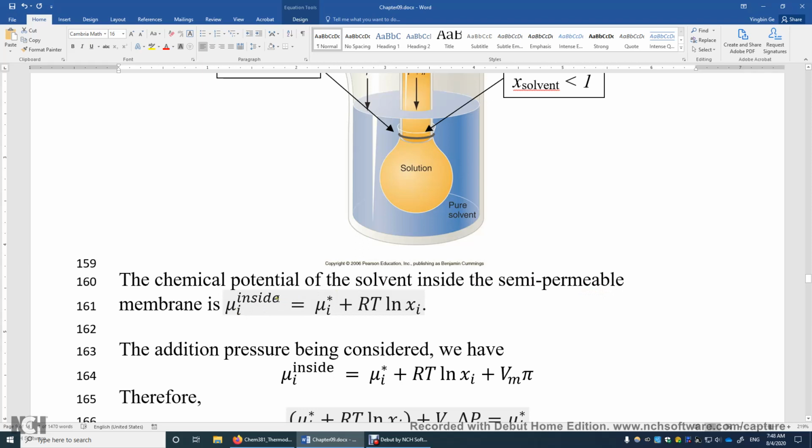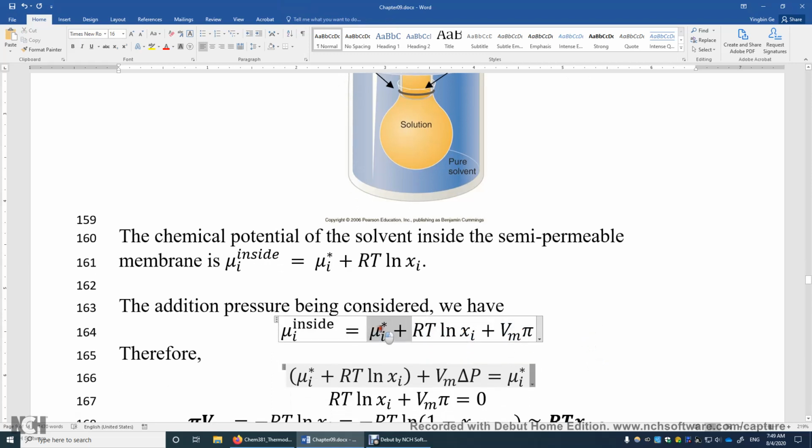So let's look at the inside liquid level. It's equal to, this is the chemical potential of pure water outside, and this is due to the lower mole fraction inside. So this mole fraction is less than 1. And this gives you the chemical potential increase due to the additional osmotic pressure pi. So we got chemical potential decrease, chemical potential increase. Outside it's just mu i star. So this is inside, this is outside.